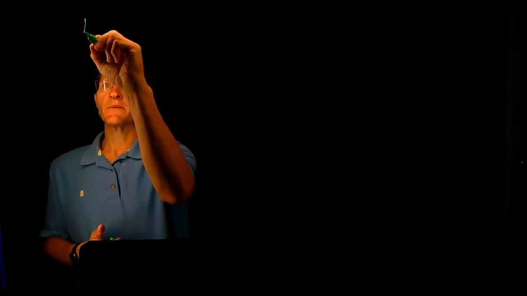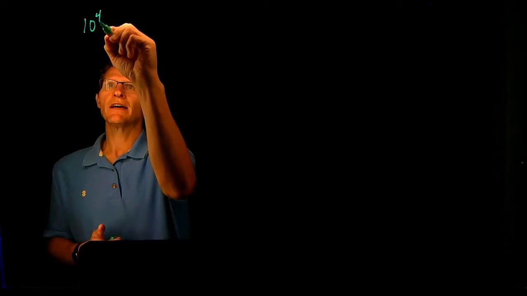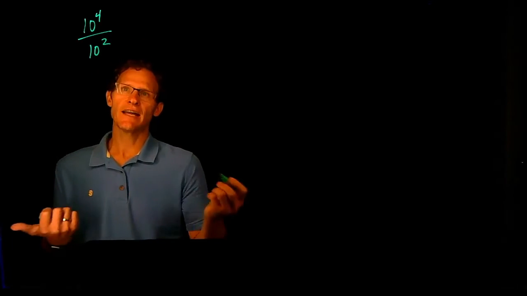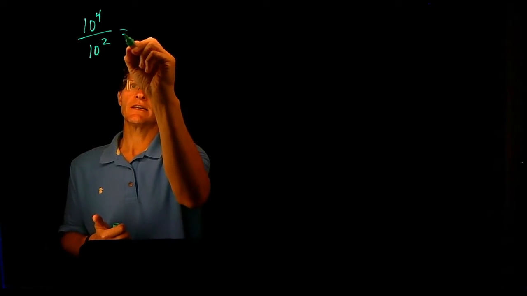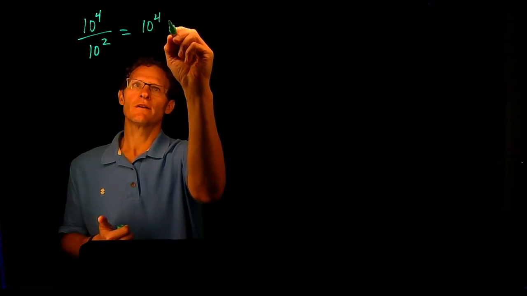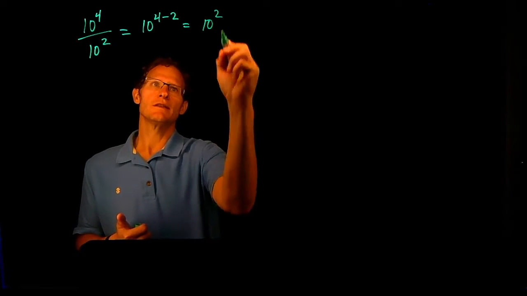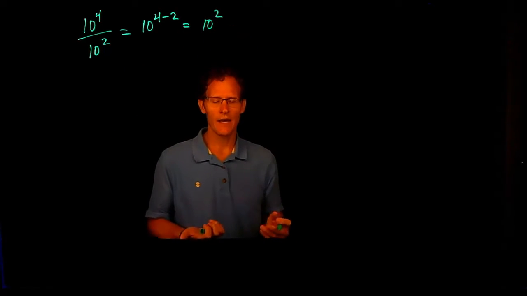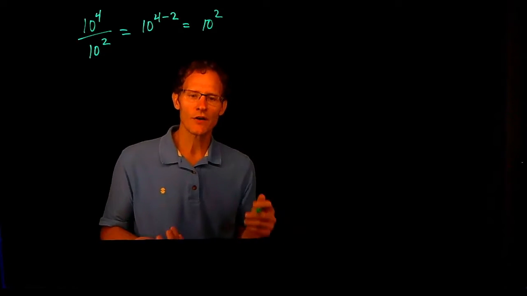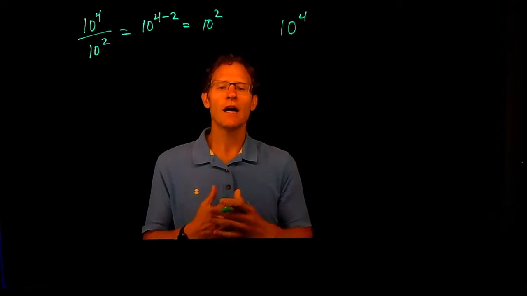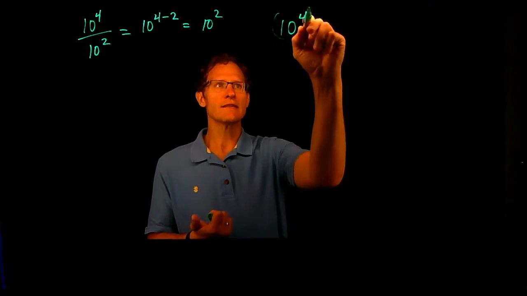Hey y'all, in the last video we learned how to deal with exponents when we are multiplying or dividing them. So something like 10 to the fourth over 10 squared, we learned is 10 to the fourth minus 2 equals 10 squared. Okay? In this video, we're going to explore what happens if you have an exponent raised to a power.